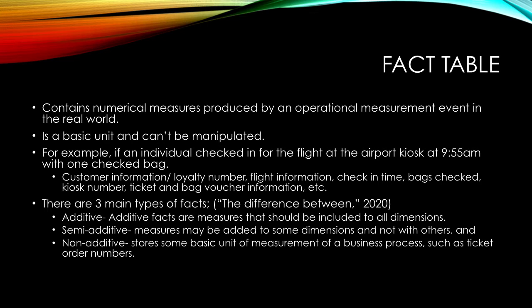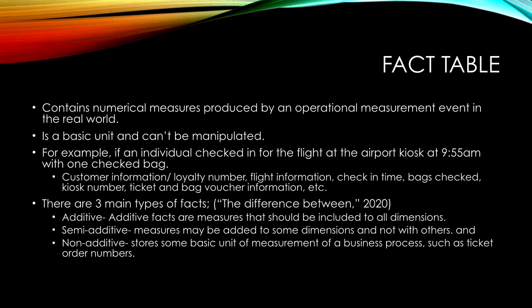The fact table. Okay, what is a fact table? Well, a fact table contains numerical measures measured by an operational measurement event in the real world. It is a basic unit and cannot be manipulated. A fact is a fact. For example, if an individual checked in for a flight at the airport kiosk at 9:55 a.m. with one checked bag, how many facts can be derived from that one event? Well, you can pull information like the customer information, loyalty number, flight information, check-in time, bags checked, kiosk number, ticket and bag voucher information, etc., just from that one particular event.